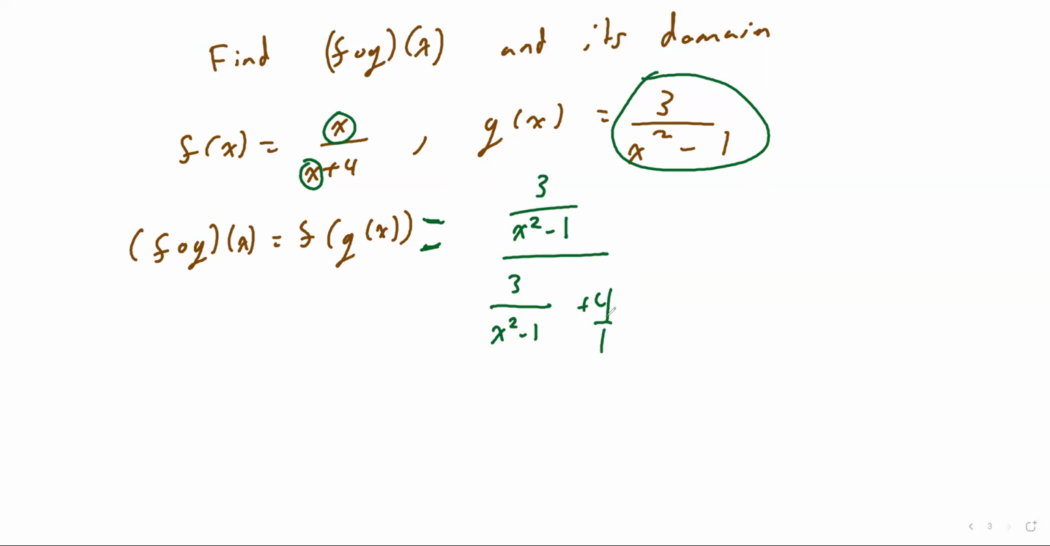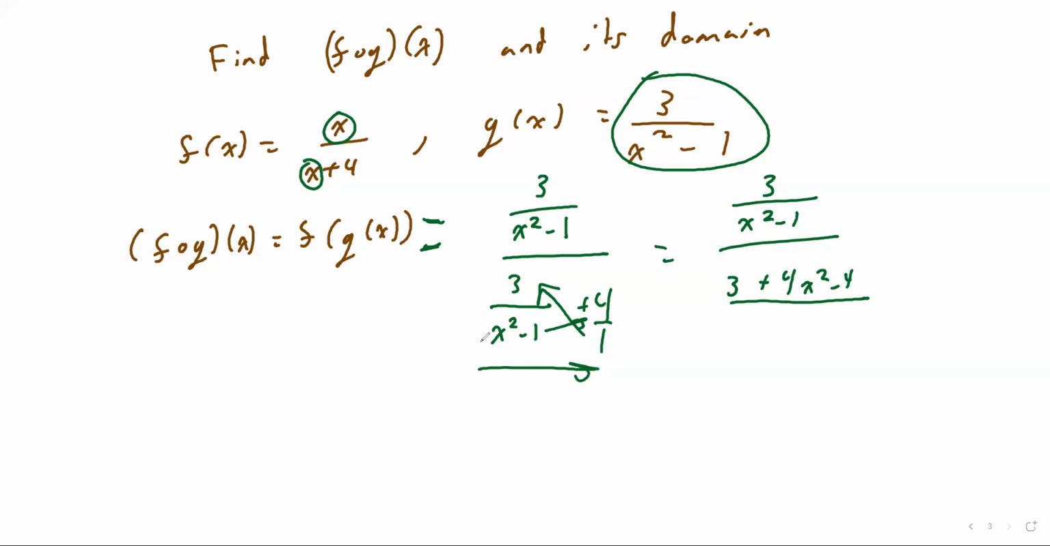And what we're going to do is, when you're adding fractions, I'm going to crisscross straight across. This would probably be the quickest. So I'm going to leave the top as it is for right now. And then this becomes 3 plus, and then you can take the 4 times this. So this would be 4x squared minus 4. So I took the 4 and I distributed it over x squared minus 1. All I did was distribute that 4, then kind of rewrote it.